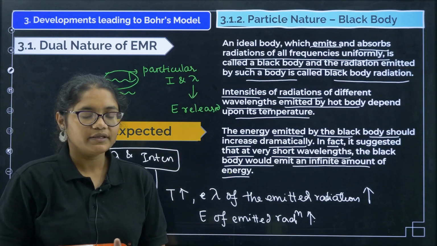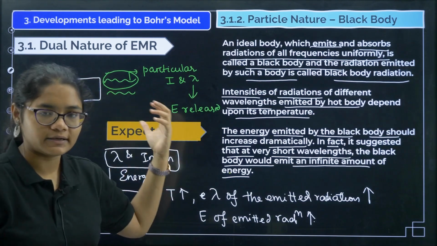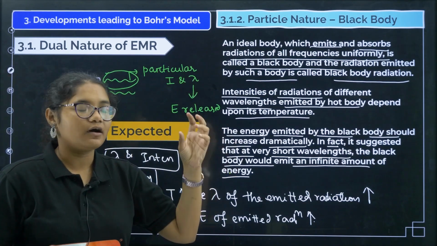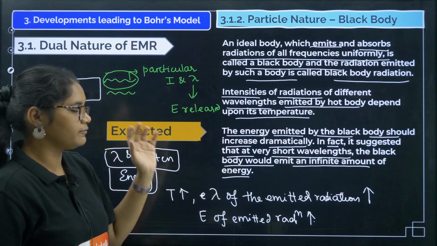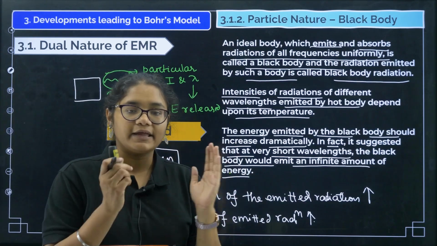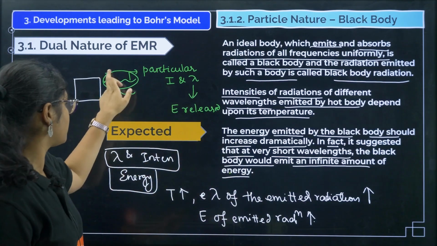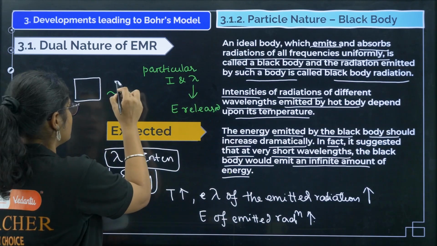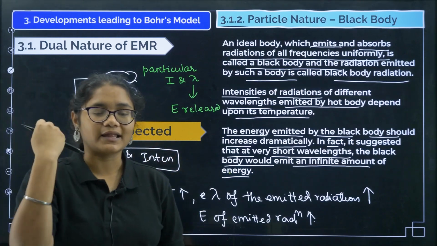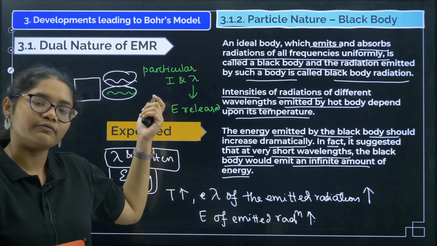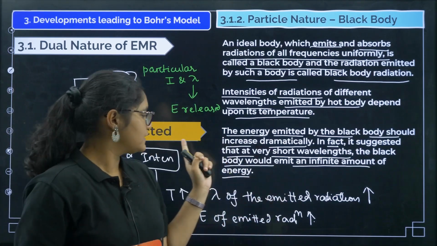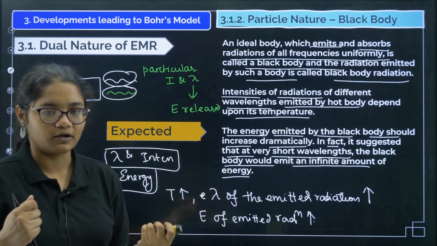Now if we heat this body to a higher temperature, then the intensity is increasing, and if intensity is increasing, the energy emitted by the body should also be very high. The energy produced from these radiations can be calculated, and that can be very, very high, because if you heat the body to a very high temperature, it will emit high intensity radiations and high energy can be released. That is what was expected about black body radiations.